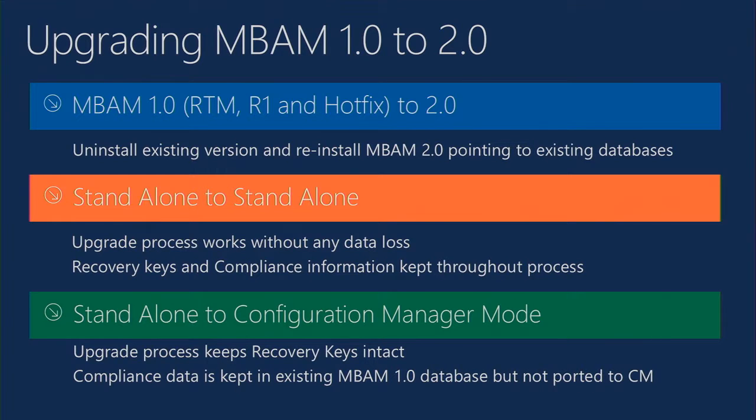It will really depend whether the transition is easy or a bit more complicated. It depends on whether you're going from standalone or standalone to CM. If you're going from standalone, the only thing you need to do is you rerun the MBAM setup. It will give you the option to remove the components. Behind the scenes, it will still leave the databases behind. So your recovery keys, your compliance data, and your audit data will all still be there.